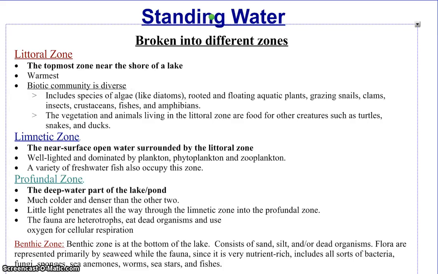And the third zone is the benthic zone, which is the bottom of the lake. It consists of sand, silt, and/or dead organisms, and the flora are represented primarily by seaweed, while the fauna, since it's very nutrient-rich, includes all sorts of bacteria, fungi, sponges, sea anemones, worms, sea stars, and fishes.